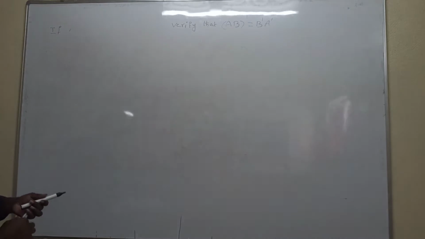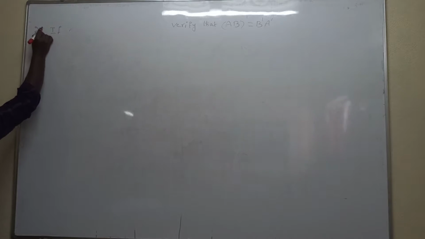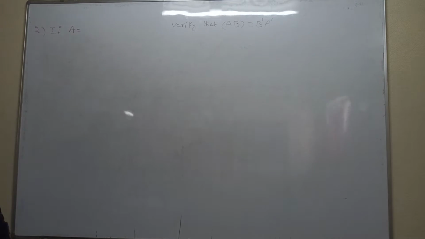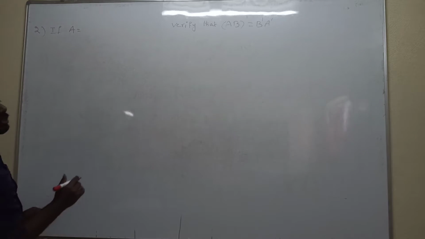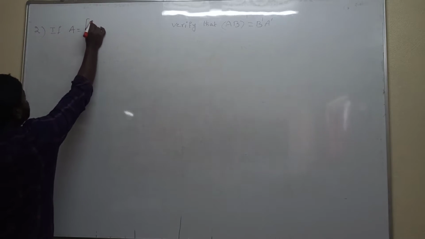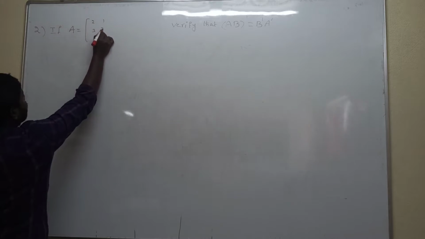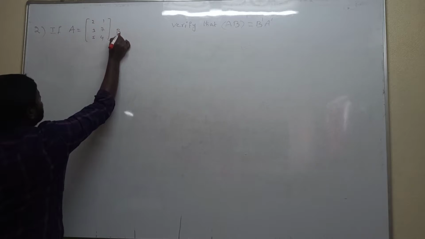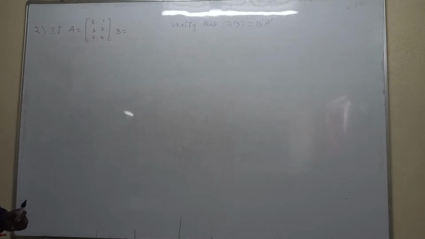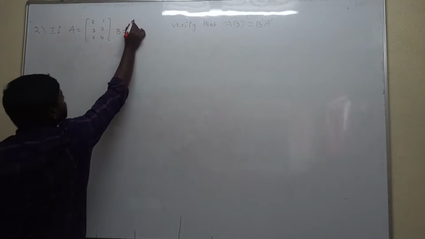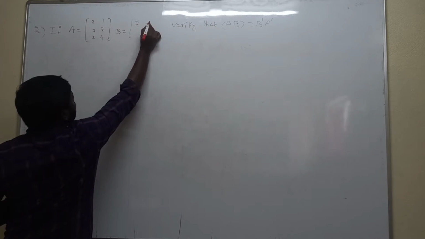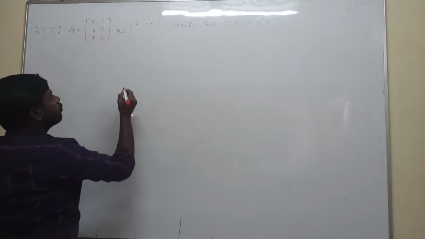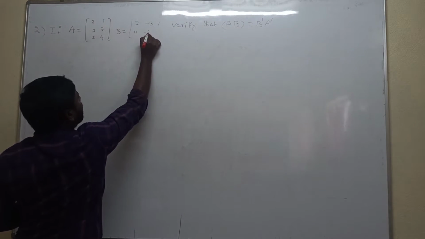See the second question. If capital A is equal to 2 1 3, 7 5 4. Next, capital B is equal to 2 minus 3 1, 4 minus 2 5.